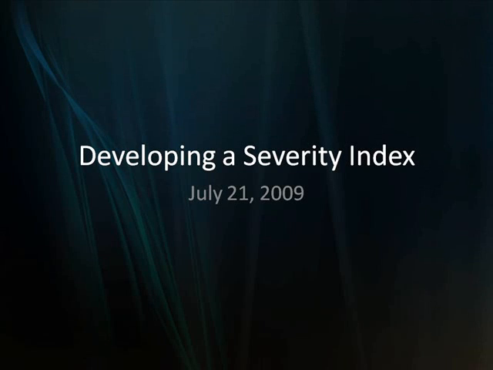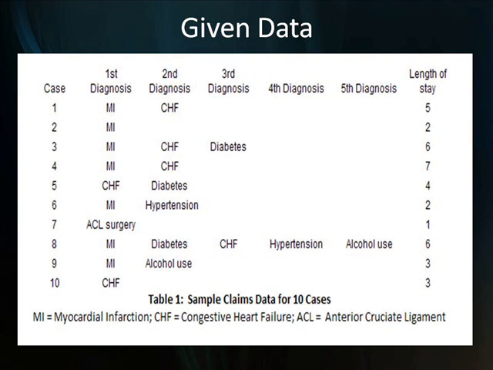This is a presentation on how to develop a severity index from claims data. Here is a sample claims data for 10 cases for a particular hospital. For time's sake, this data is a mere representation of actual claims data, which are usually comprised of hundreds of data entries to analyze. In any case, we will be using the given data to analyze the severity index of multiple diagnoses, such as myocardial infarctions, congestive heart failure, diabetes, hypertension, ACL surgery, and alcohol use.